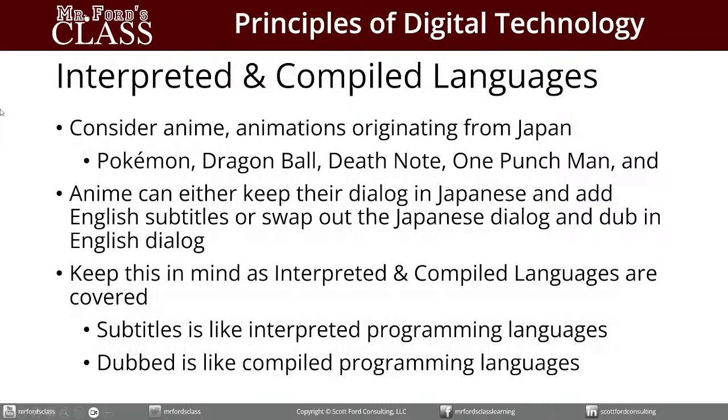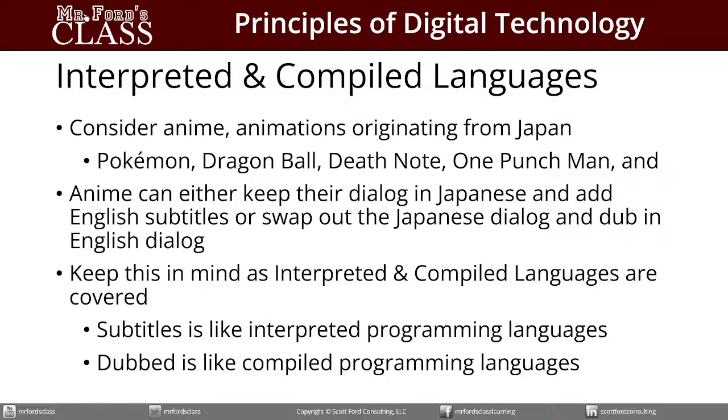So we have our high-level languages. Now we have something called interpreted and compiled languages. Before we get into the specifics, I want you to think about anime. Anime is animation originating from Japan, things like Pokemon, Dragon Ball Z, Death Note, One Punch Man, and a lot more. In an anime, you can either have subtitles or you can have it dubbed.